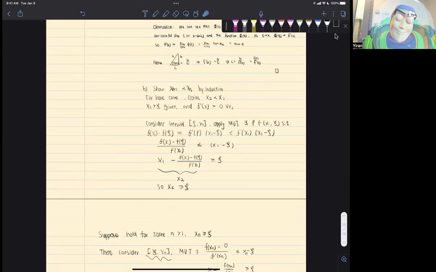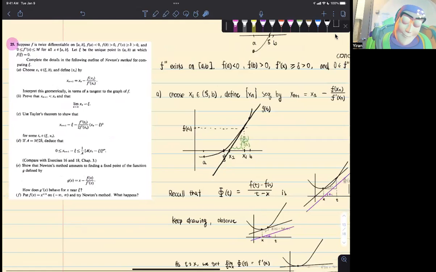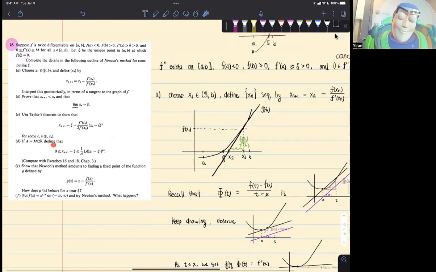And then for part D, let's see what is part D. So if A is equal to this, deduce that. So again, this is a statement about a sequence N, and your first intuition should be using induction. So for the base case, when N is equal to 1, we're trying to show that x2 minus C is smaller or equal than this, where N is equal to 1. And this should be pretty straightforward.